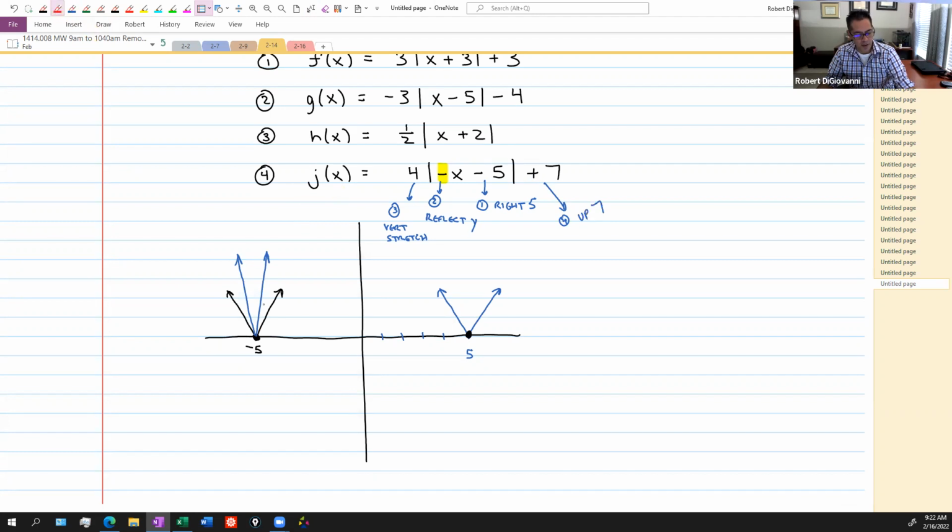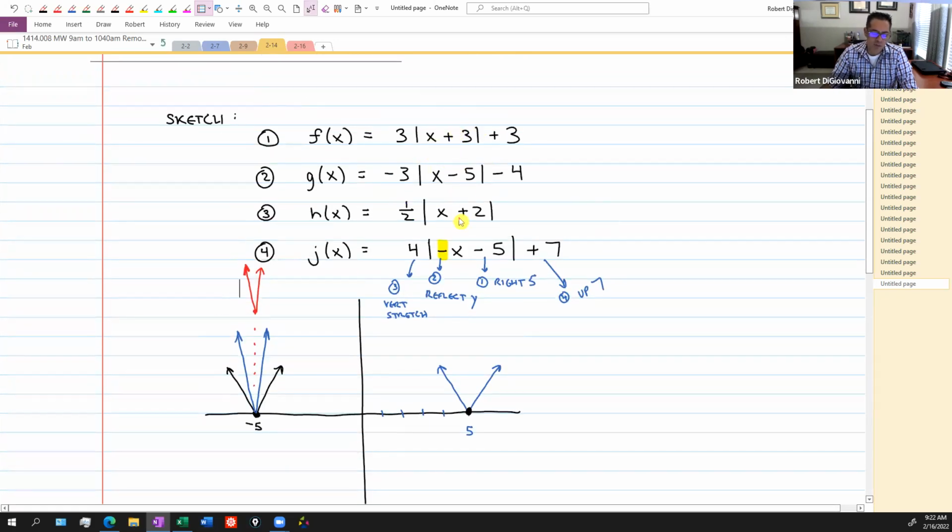So just move the whole thing up, 1, 2, 3, 4, 5, 6, 7, put a dot, very, very sharp V like that. All the others are pretty straightforward. It's really when you get that negative in there that you have to be careful and just do this first. Questions?